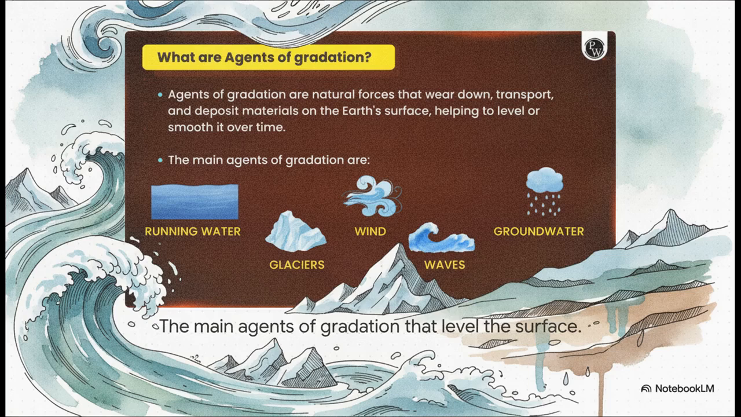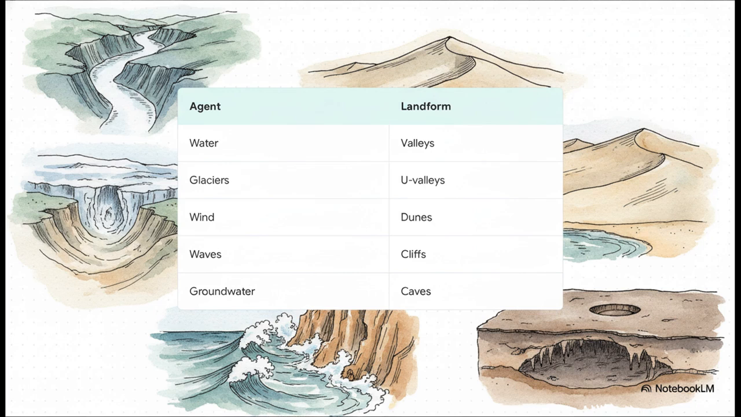There are 5 main agents of gradation working 24/7, 365 days a year to smooth out our planet: running water, glaciers, wind, sea waves, and groundwater. Let's take a look at exactly what kind of art they leave behind. The absolutely crucial point here is that each agent leaves a very specific, easily identifiable signature on the landscape.